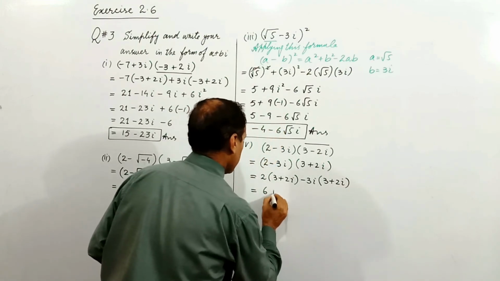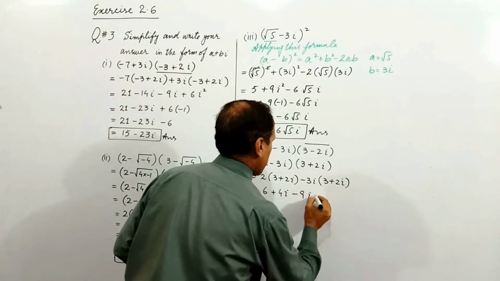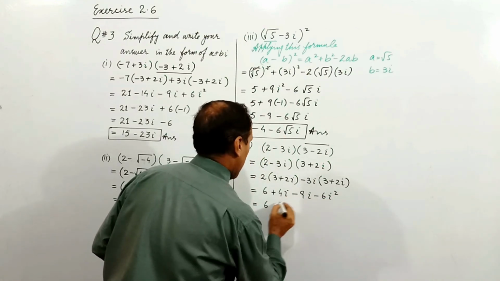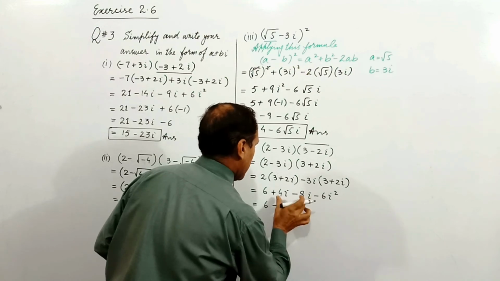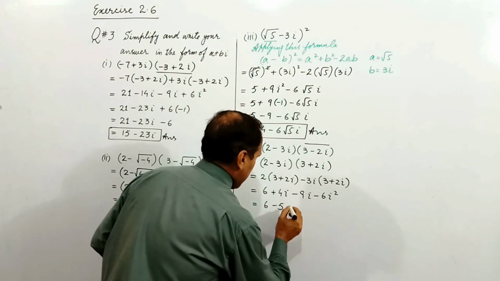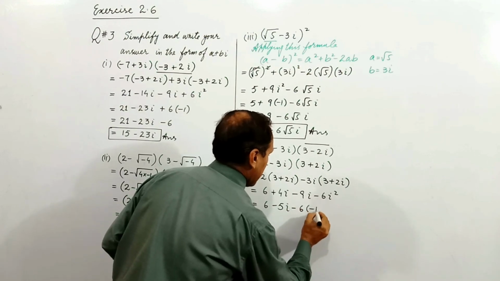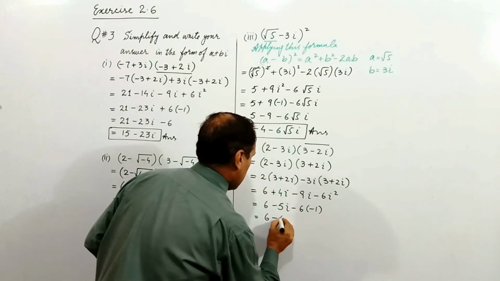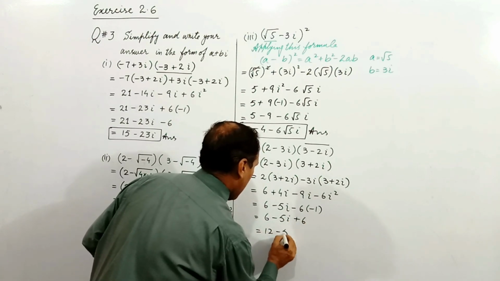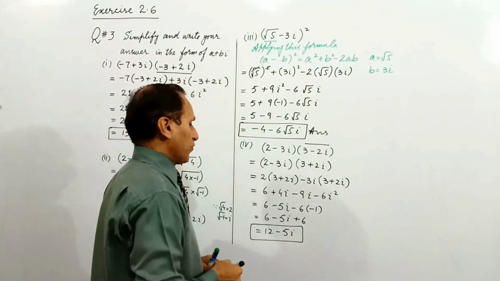2 3s are 6, 2 2s are 4 iota, minus 3 3s are 9 iota, minus times minus 3 times 2 is 6 iota square. 4 minus 9 is minus 5. Signs are different, therefore we do subtraction to find the difference. Minus 5 iota minus 6, put the value of iota square, that is minus 1. 6 minus 5 iota minus minus plus 6. We have 12 minus 5 iota as the simplified form and standard form of a complex number.